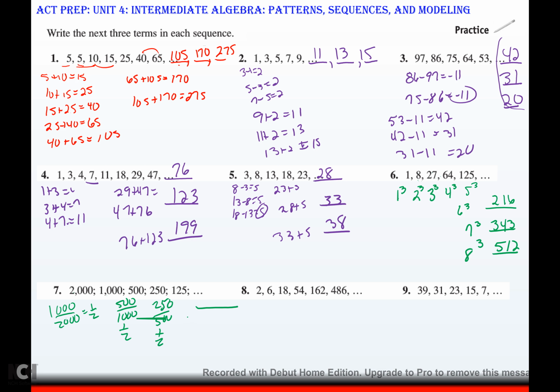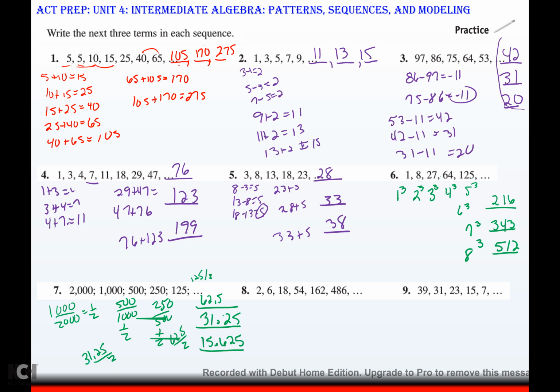So to get my next term, I'm going to do 125 divided by 2, which is 62.5. To get my next one, I'm going to divide by 2 again. 62.5 divided by 2 is 31.25. And to get my last one, I'm going to take 31.25 and divide by 2 again, and I get 15.625.